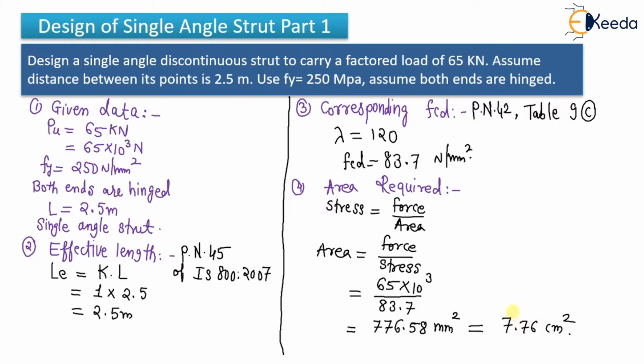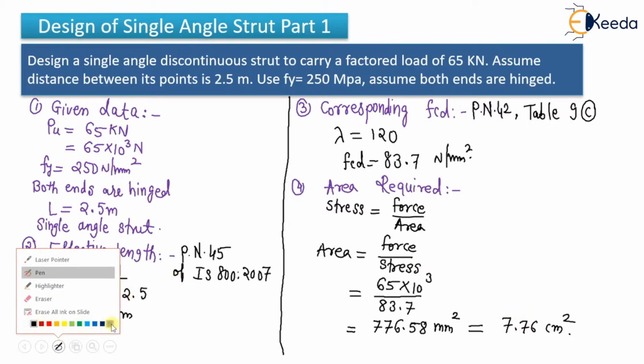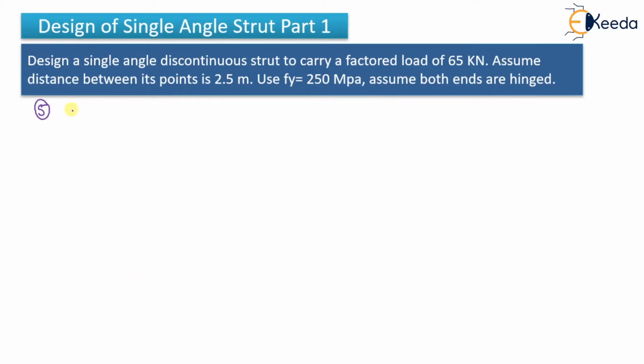So I will assume one section. That is my next step. I'll put step number 5 as try section. I have to try a certain section. Why am I using the word try? Because I don't know whether it will be safe against this 65 kilonewton or not. So I'm just writing try.